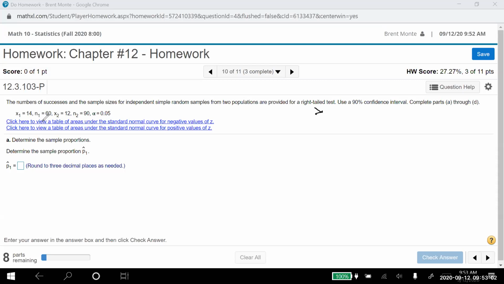Now, p hat sub 1. Well, we have to do a little calculation here. It won't be a big deal. P hat sub 1 is just going to be x sub 1 over n sub 1. So we plug those in. What do we have? 14 over 60. I'll just type that into my calculator. 14 divided by 60, and I get 0.233.